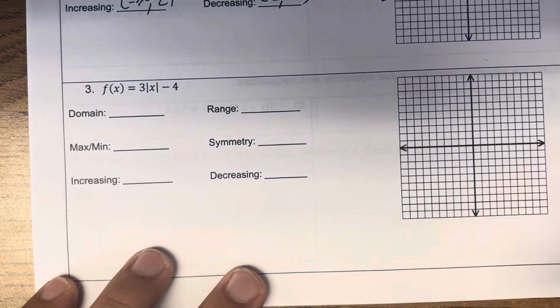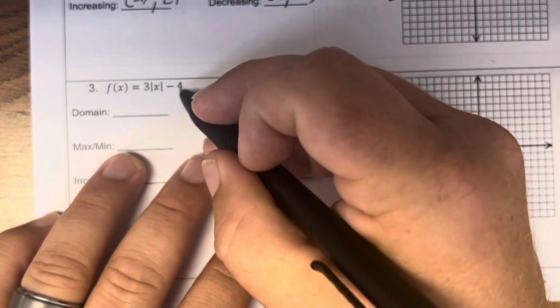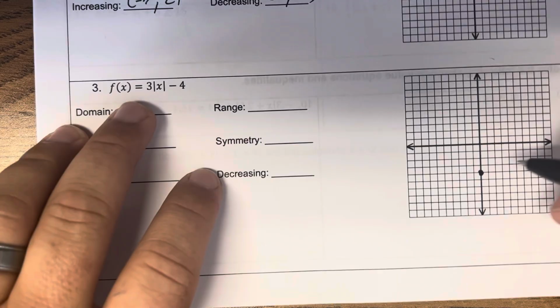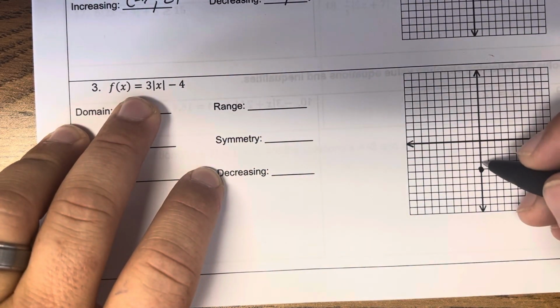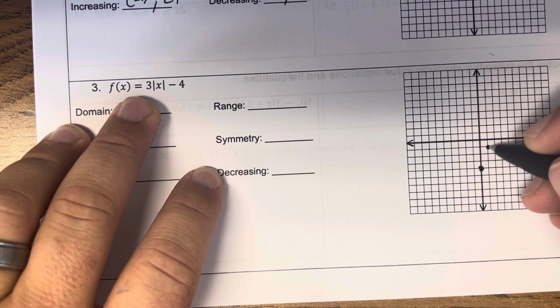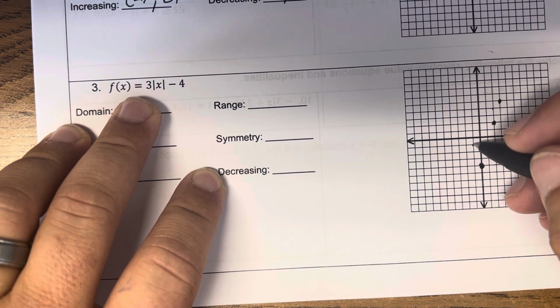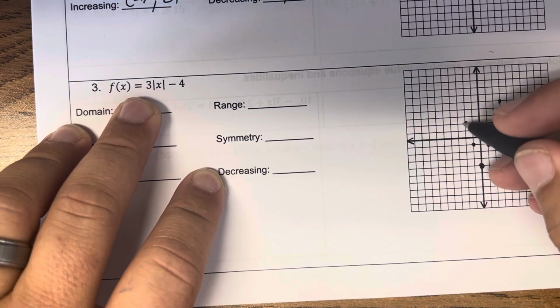On number 3, it doesn't move left or right at all, just down 4. So 1, 2, 3, 4. And this one has a 3 in front, so we're going to go up 3, 1, 2, 3 over 1. 1, 2, 3, 1, 2, 3, 1. Same thing on the other side. 1, 2, 3, 1, 2, 3.